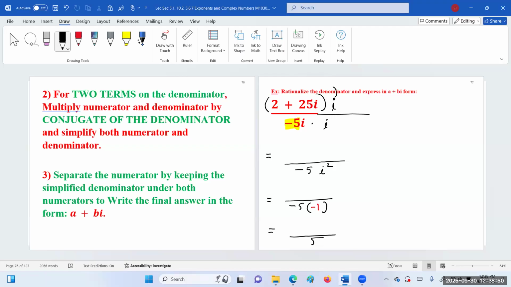Now for the numerator, we distribute. We get 2i plus 25. What is i times i? i squared. But every i squared turns into negative 1.